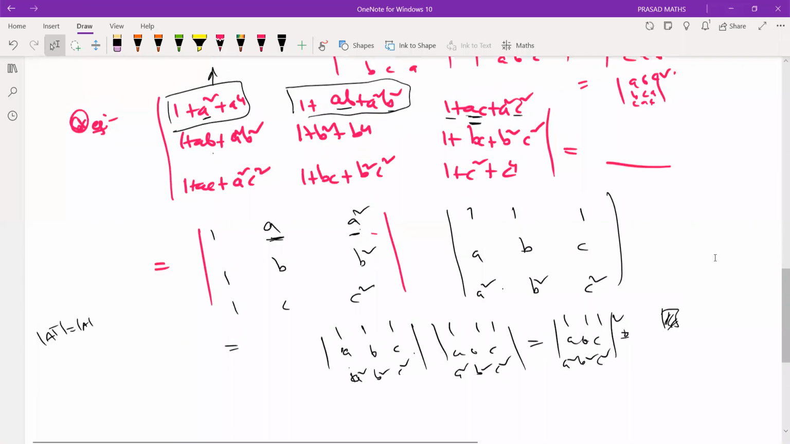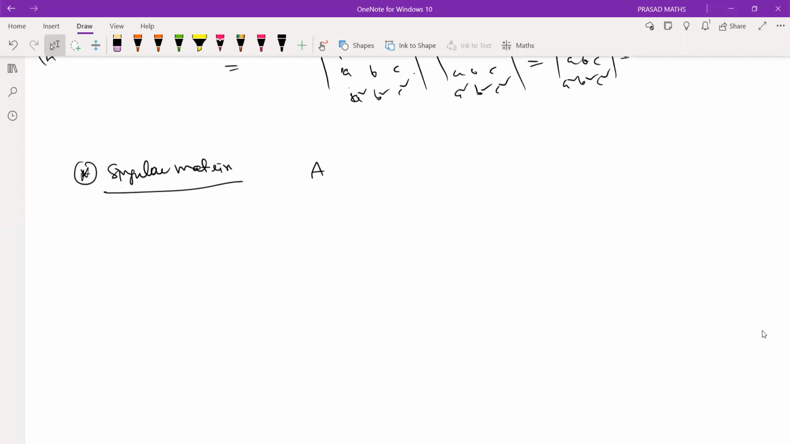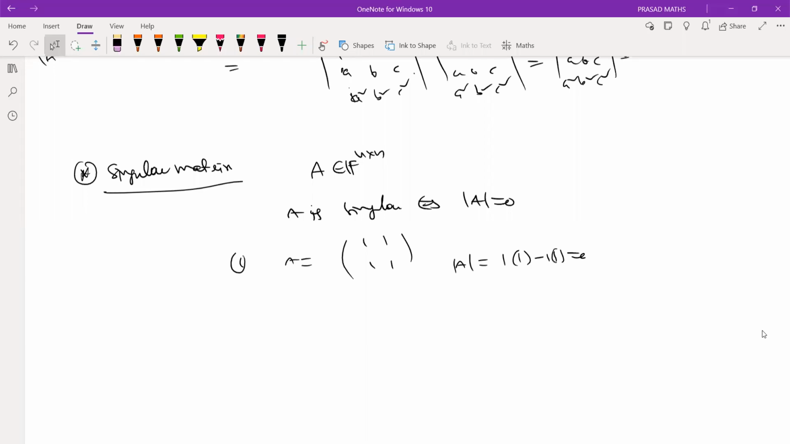Right. Next concept is the singular matrix. What is singular? You start with a square matrix. A singular matrix has determinant equal to 0. Suppose it is this matrix example. Is it singular? Yes, because the determinant is AD minus BC, which is 0. So determinant 0 means it is singular.